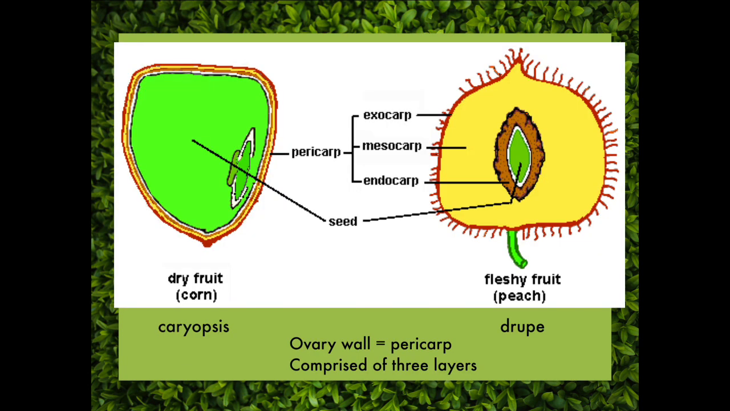So a seed is found at the center of a fruit, or many seeds may be found at the center of a fruit, and that ovary wall is called the pericarp as it develops into the fruit, and it is comprised of three layers. The outer layer, called the exocarp, a middle layer, called the mesocarp, and an inner layer, called the endocarp. And as you can see in this illustration here, the seed is at the very middle of all that, where that embryonic plant with its seed coat and its endosperm are located.